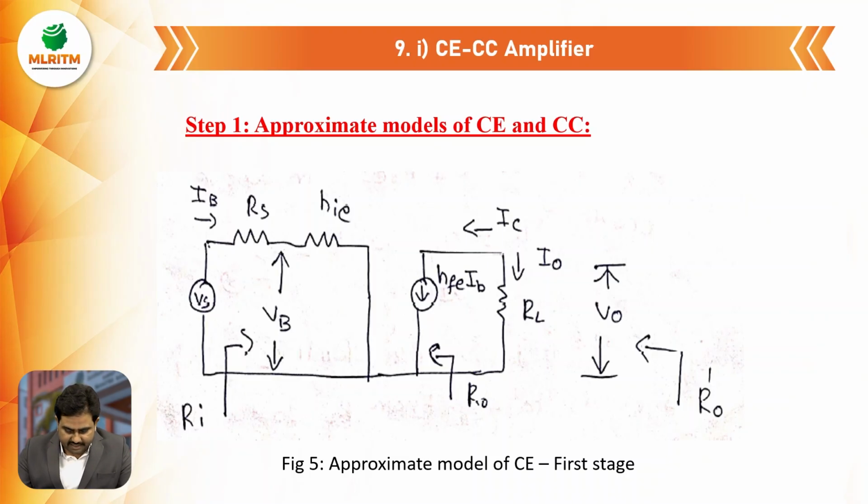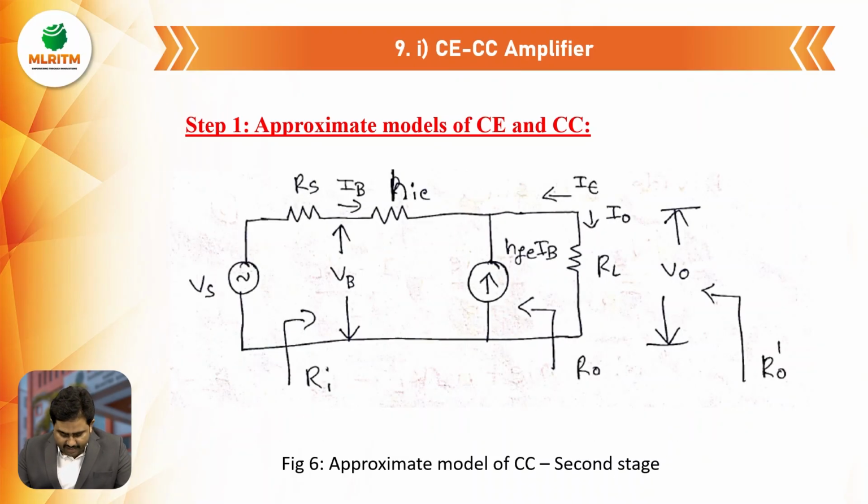So here we'll start step 1 of the CE-CC amplifier. In step 1, we have drawn the approximate model of CE. In this slide, we have drawn the approximate model of CC. This is step 1, just drawing the approximate models of the first stage as well as the second stage. In the next step, we are going to combine these two.